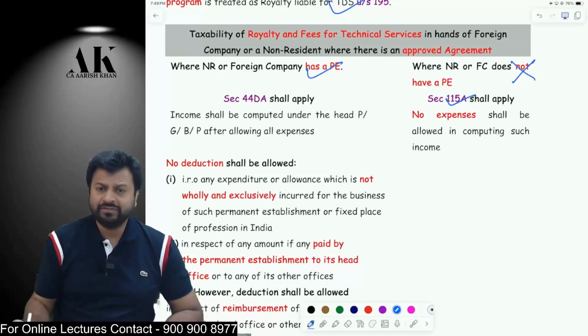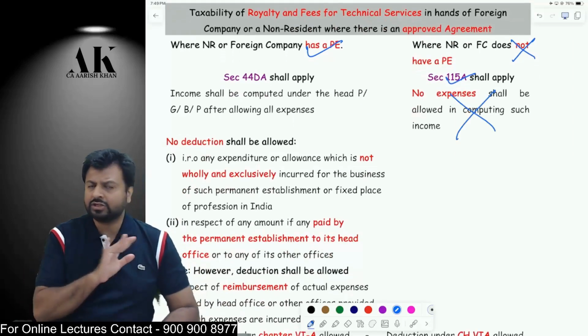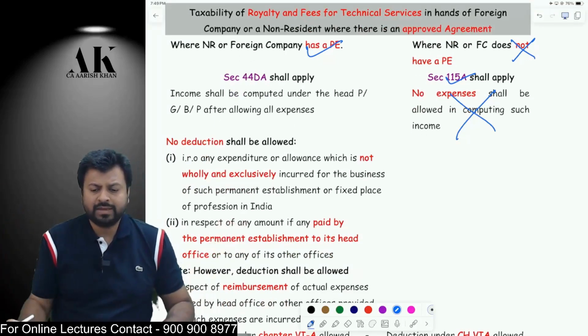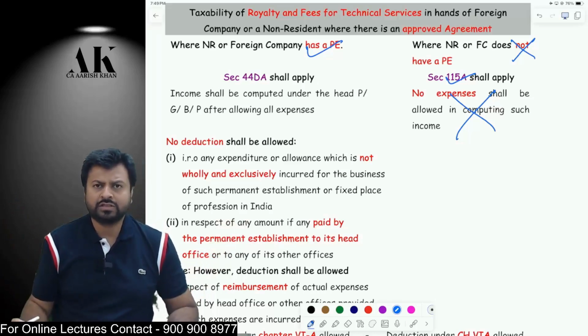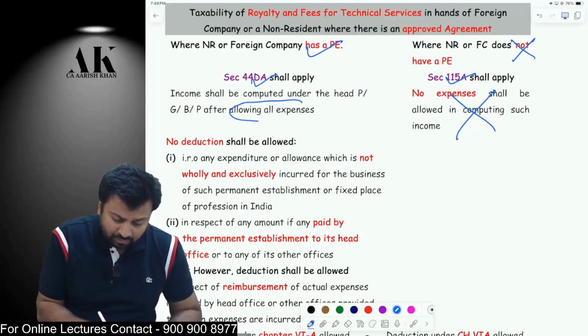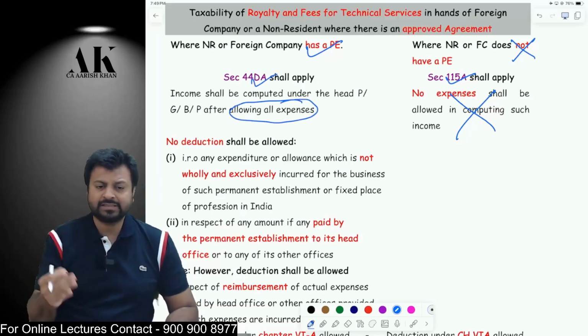Now, if 115A is applicable, you do not get deduction of any expenses because you don't have any permanent establishment in India. You are not making any PL in India. You are not making any profit and loss account in India. How will you get the deduction? But if you are following 44AD, you will be allowed all the expenses, but some expenses are restricted.